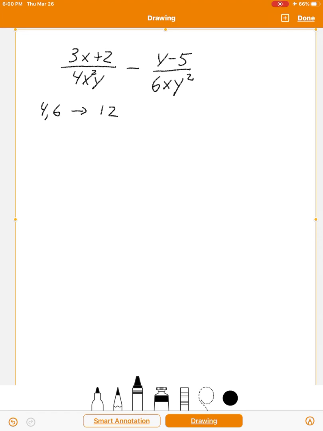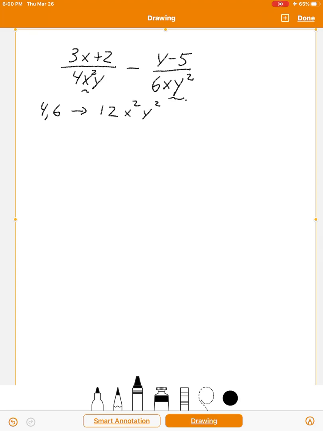Then you look at the x term. For the x term, you look for the highest order. The highest order is x squared, and that's in the first term. So you want to have x squared also. Then you look at the y term, and the highest order you see in the denominator is y squared. That's the highest one right there. So y squared. So that's what you want the denominator to look like.